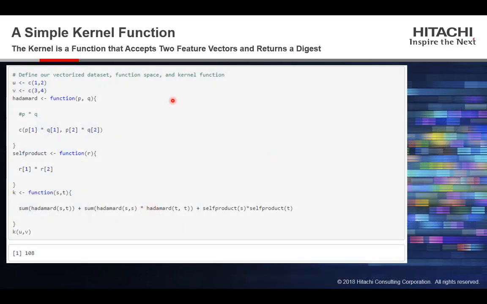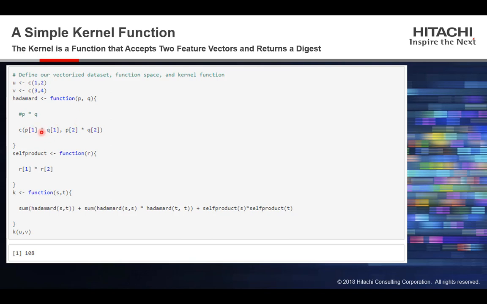Let's go through a polynomial kernel. Let me walk you through it. This is our code, if you can read it. So we've got u here in 2 space as the vector 1, 2, and v is the vector 3, 4. And we're going to define this Hadamard function. You might remember the Hadamard product from your linear algebra. It's a little different than a matrix or a vector multiply.